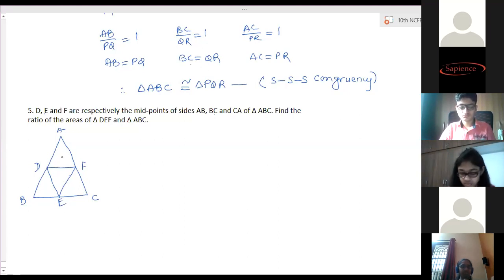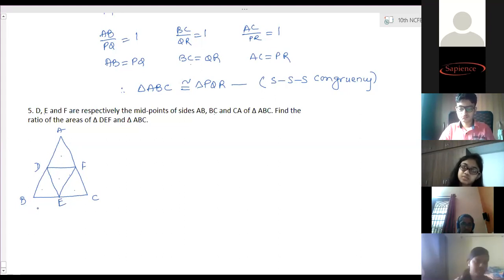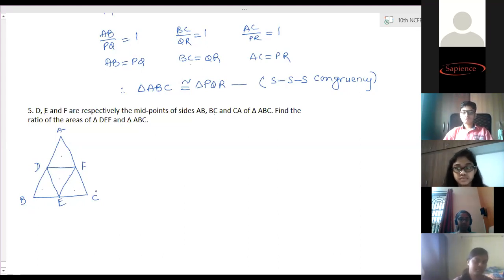Last year you have shown these four triangles are congruent to each other. If the triangles are congruent, their areas are equal. So all four have equal area and ABC is divided into four parts. Therefore, area of DEF by area of ABC will be 1/4. That you proved last year, but now we have to use similarity, a very simple method.